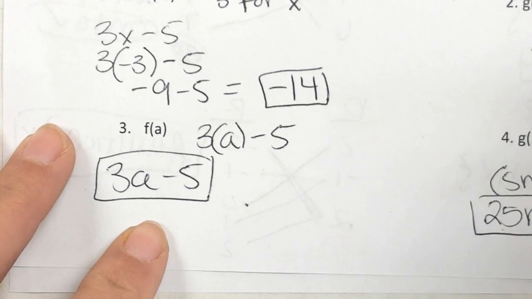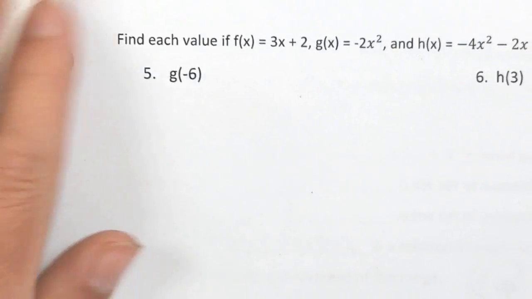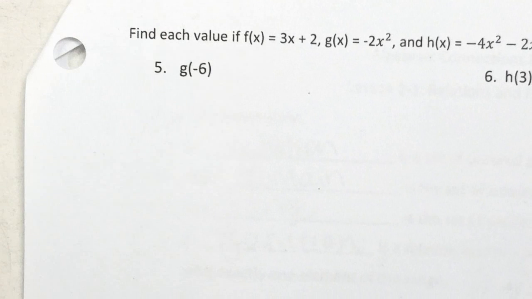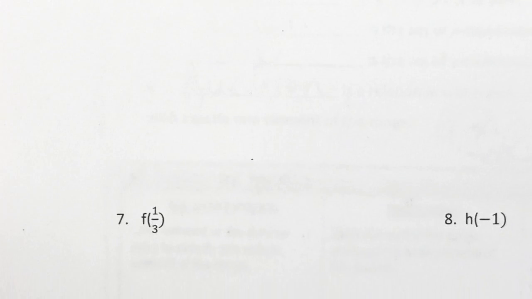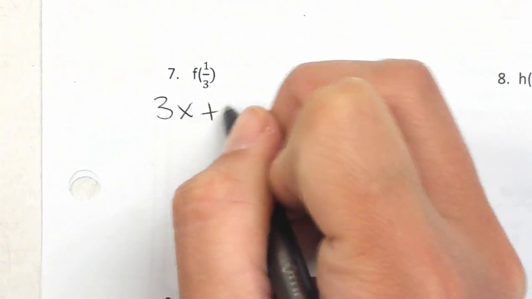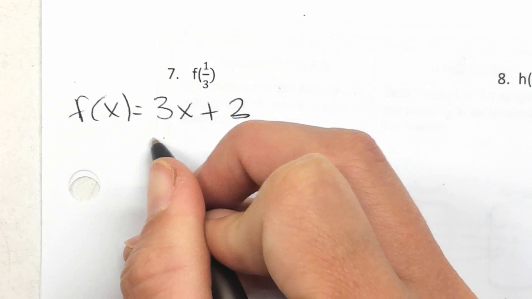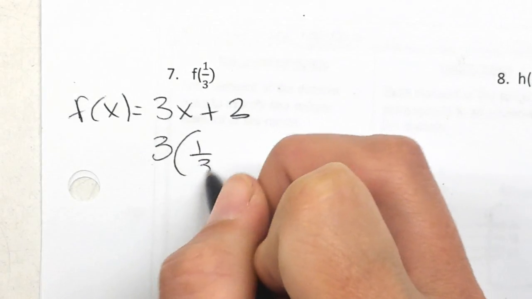Any questions on evaluating functions? All right, flip it. I want you to do these on your own. You can pick one that we'll do together. I'm guessing one of the fraction ones? 7? Okay. We're plugging into which one? F of x, which is 3x plus 2, correct? So tell me how to rewrite this. 3 and 1/3 plus 2.